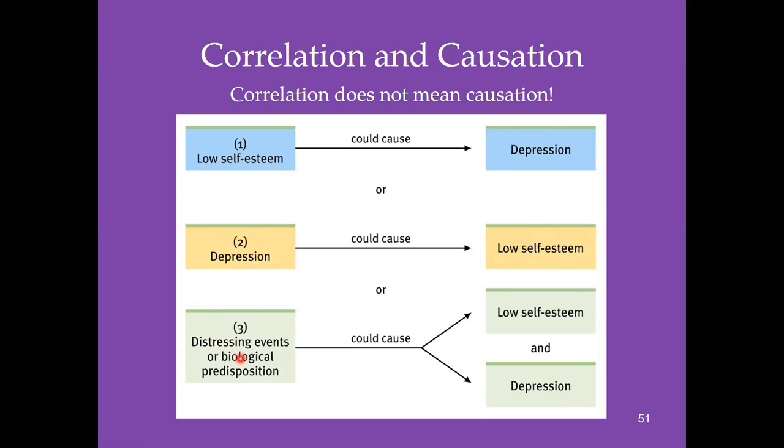In fact, it might be that distressing events both lower self-esteem and lead to depression, or maybe a biological predisposition lowers self-esteem as well as making people more vulnerable to depression. We don't know from that correlational study. This is important to remember. Correlation does not necessarily mean causation, because often correlational studies are mistakenly reported as cause and effect in the media.